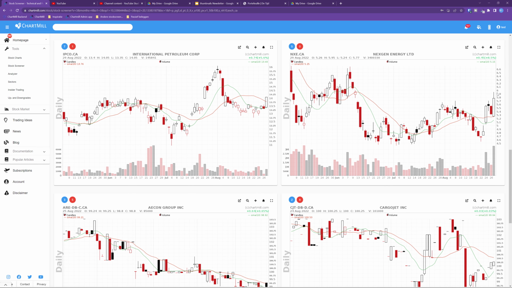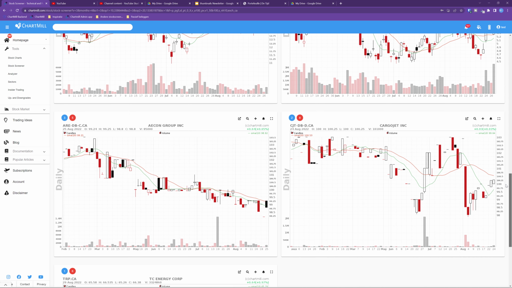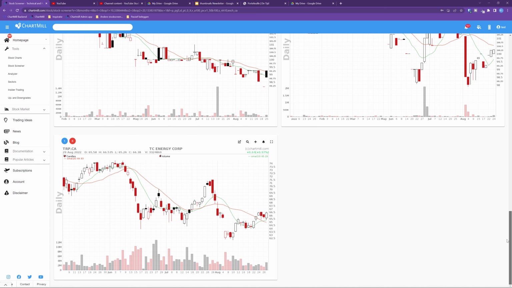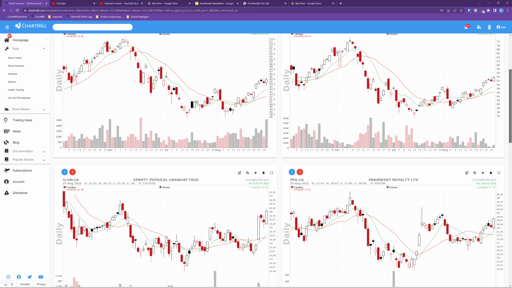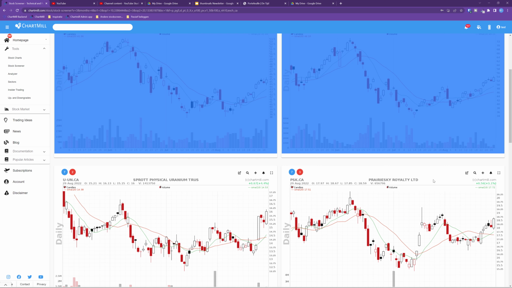Upper tail is too long, in my opinion, of course. It seems ready to break out. I'm going to add it to the watch list. So that concludes the second breakout screen.